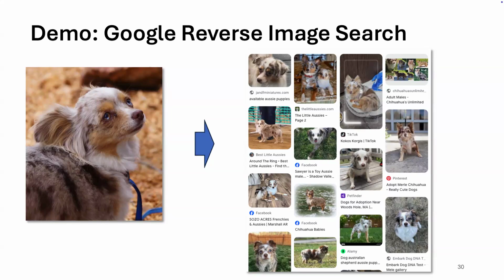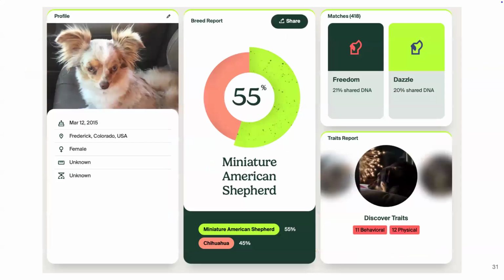But one thing was interesting, and that was it also found a couple of Chihuahuas. And I was like, you know, that's not right. Until I got Indy's DNA. And guess what? She's 45% Chihuahua. Yeah. Isn't that crazy?